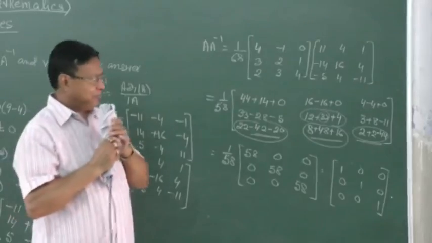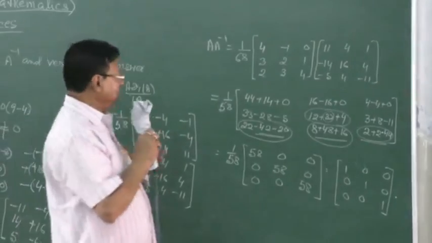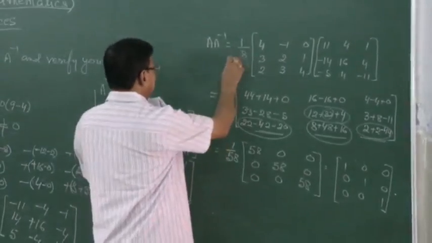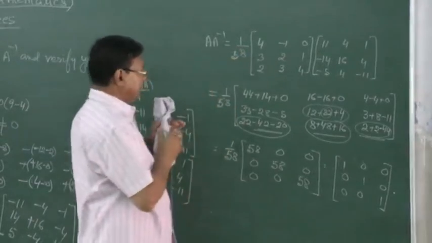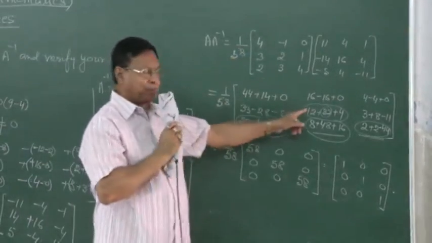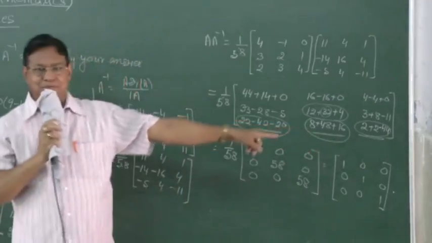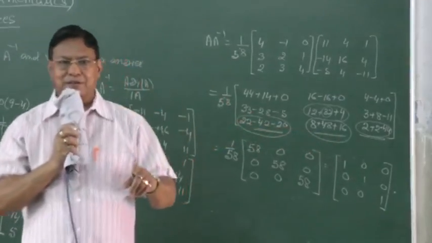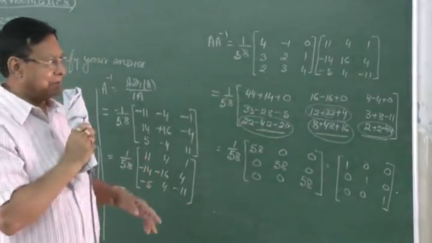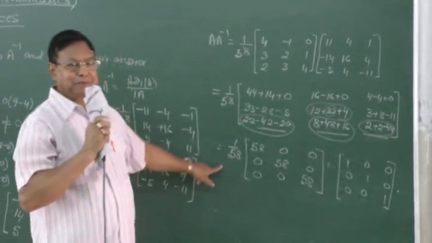So I repeat, to verify the answer, please check once again. These are the places where we have gone wrong. Multiply it once again, do it yourself. The answer should come as this, finally.